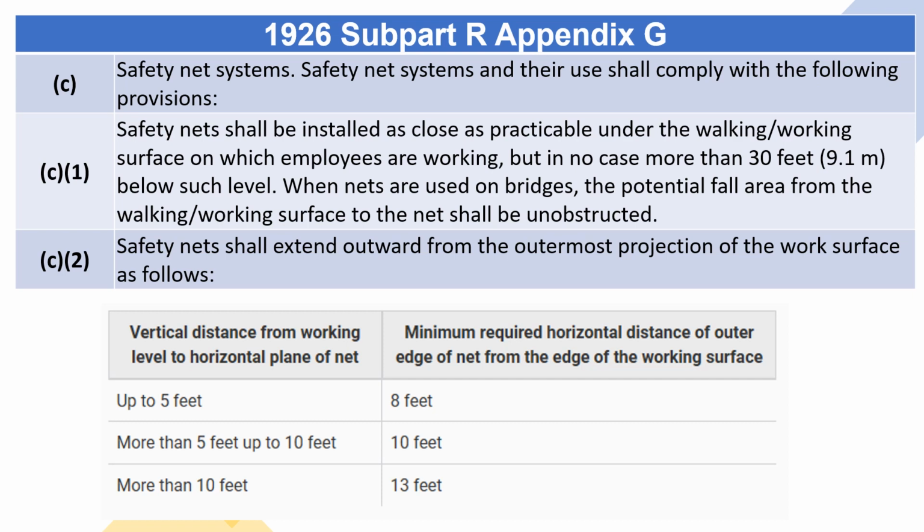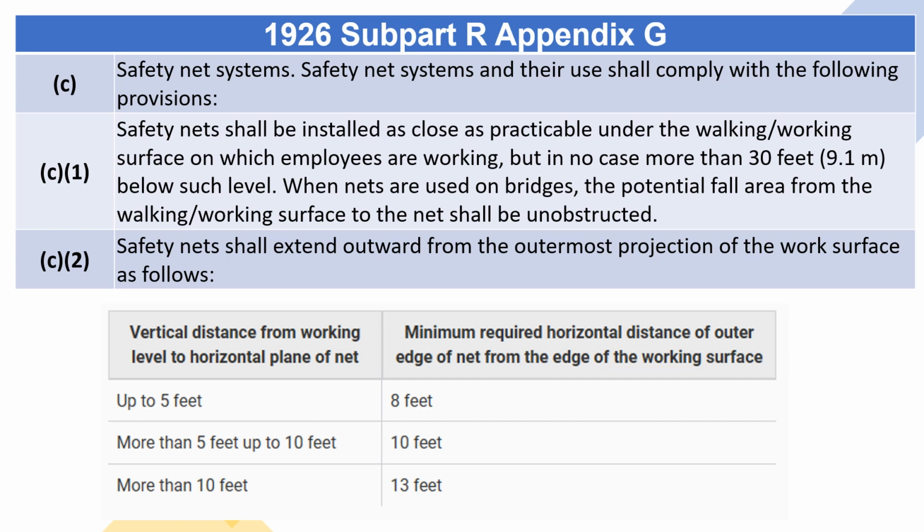Safety net systems and their use shall comply with the following provisions. C.1. Safety nets shall be installed as close as practicable under the walking/working surface on which employees are working, but in no case more than 30 feet (9.1 meters) below such level. When nets are used on bridges, the potential fall area from the walking/working surface to the net shall be unobstructed.